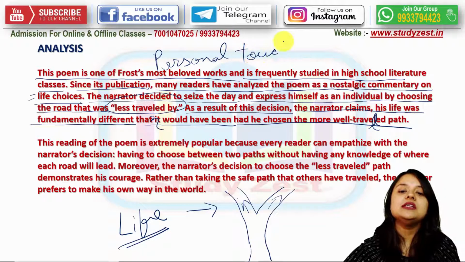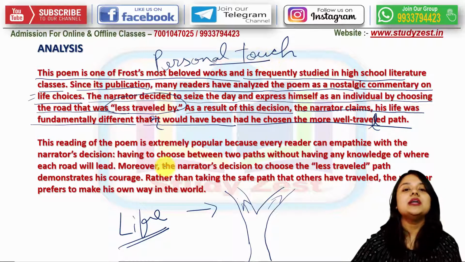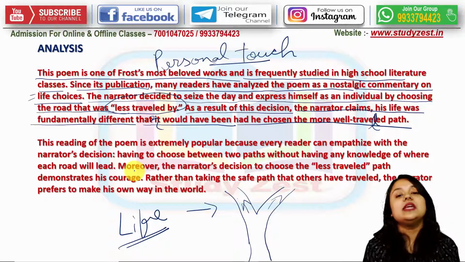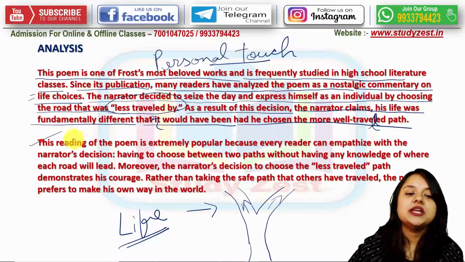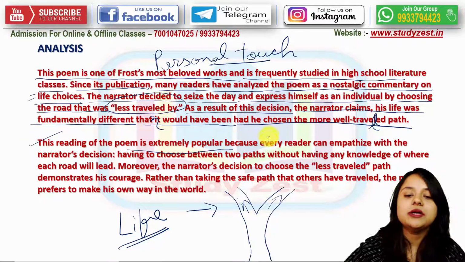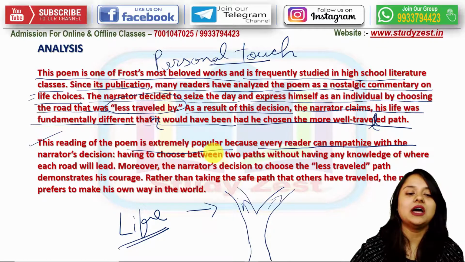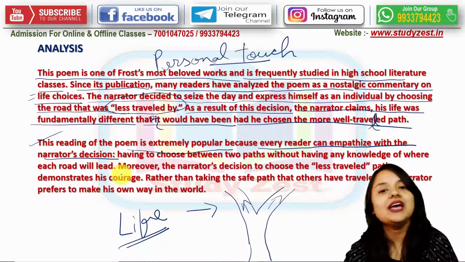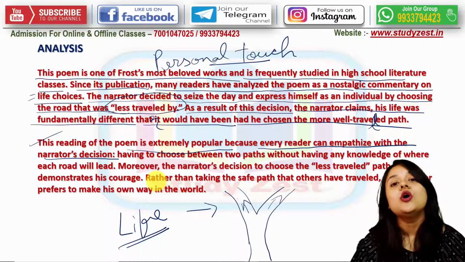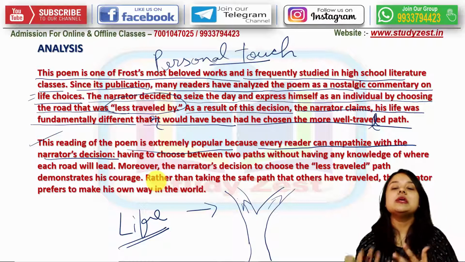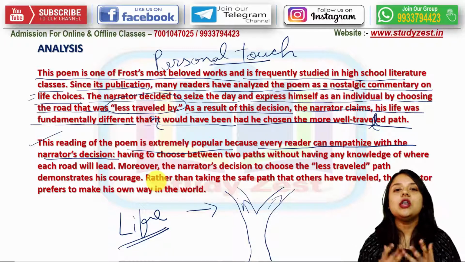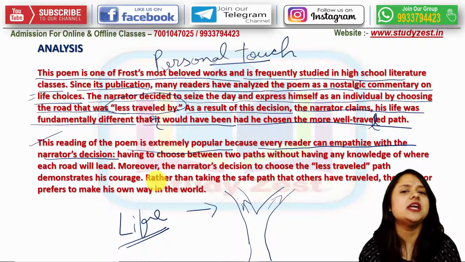So he made a decision when he had to, but then he can't stop thinking about what would have happened if he had chosen the more traveled path. This reading of the poem is extremely popular because every reader can empathize with the narrator's decision. As I said, Robert Frost is so popular because he is relatable. मैं और आप हम सब इनसे relate कर सकते हैं. We all have to make decisions in our day-to-day lives.